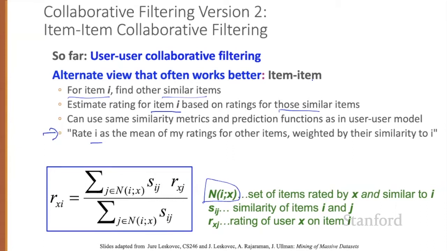Let's say we have 2 similar items. For each of those similar items, we have my rating, my rating X on that item, that would be J. We have the similarity of that rated item to my unrated item I. So my rating, X on I, is the sum over all the items that are like I of my rating weighted by their similarity to I: the weighted mean of my ratings for other items that are similar to I, weighted by their similarity to I.